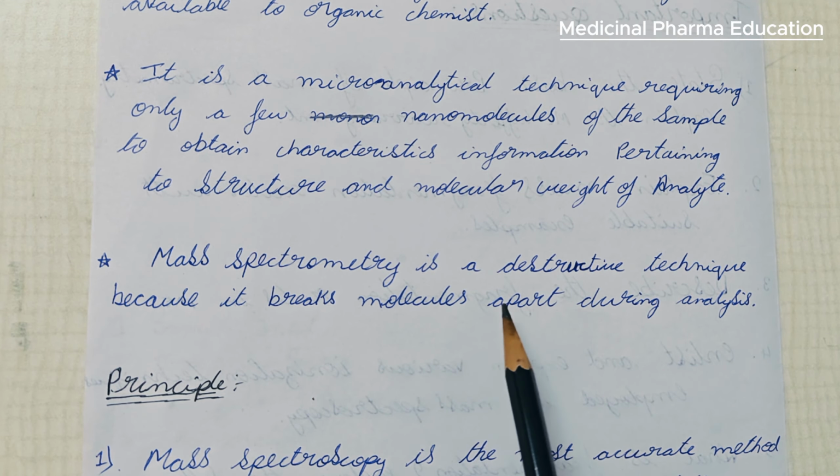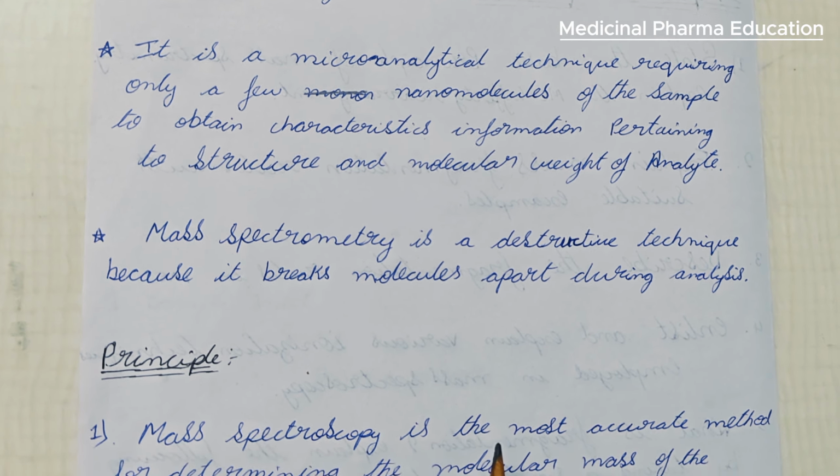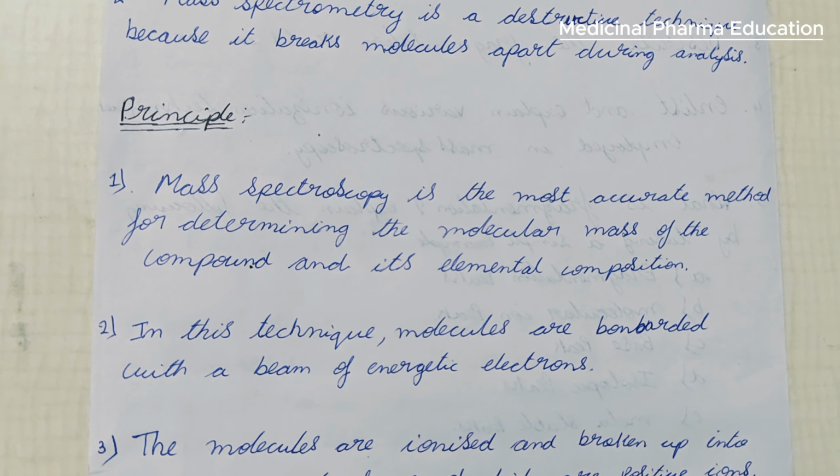Mass spectroscopy is a destructive technique because it breaks molecules apart during analysis. Here, it's also called a destructive technique because the sample is broken down into many pieces. Okay, a fragmentation process takes place, right? Breakdown of the parent molecule into smaller molecules so that the sample is destroyed. It is called a destructive technique. Okay, we will go with the principle.